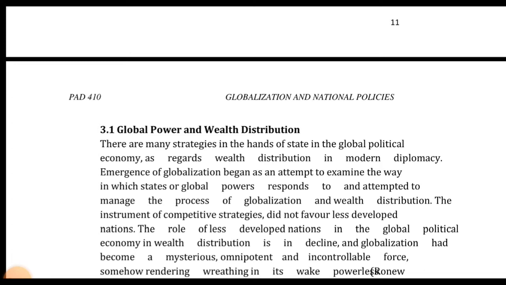Now, what are the instruments applied in distributing this wealth? We have the multinational corporation, and we have the joint venture corporation.